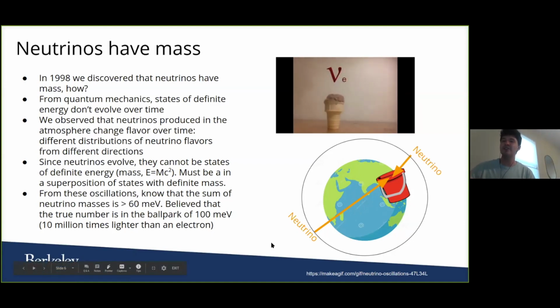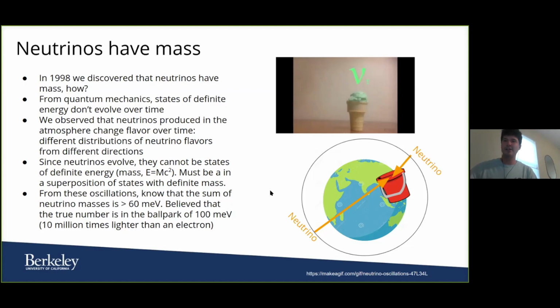The way that these oscillations were detected was by looking at these neutrinos in the atmosphere. So over here you have your little bucket, and you're looking at neutrinos coming from the atmosphere over here, and neutrinos coming from the atmosphere over here. And these neutrinos have to travel different distances to get to your bucket. And so because of that, they have different oscillation signatures. So if you started out with all electron neutrinos, the distribution of the neutrinos that you get from these two different parts of the sky will end up looking different. And so this is kind of how we discovered that they oscillate, which eventually led to us understanding that they had mass.